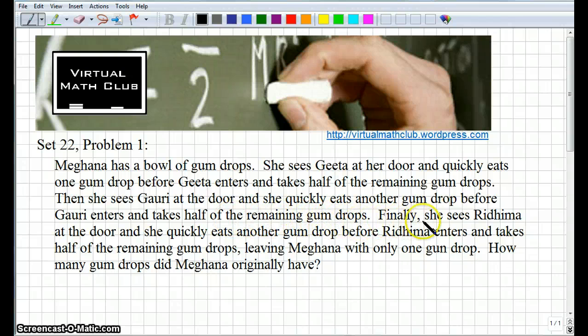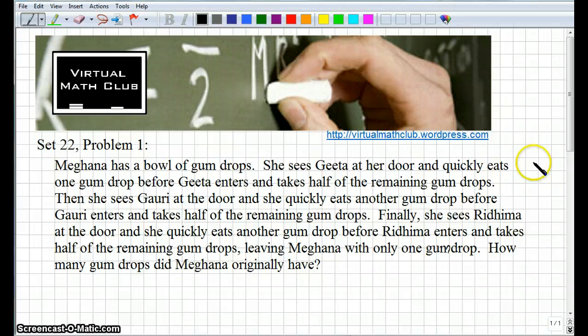And finally, she sees Redima at the door. She eats another gumdrop before Redima enters, and then she gives half the gumdrops to Redima, and then Meghna is left with only one gumdrop. Ooh, that says gumdrop. Gumdrop, right? How many gumdrops did Meghna originally have?